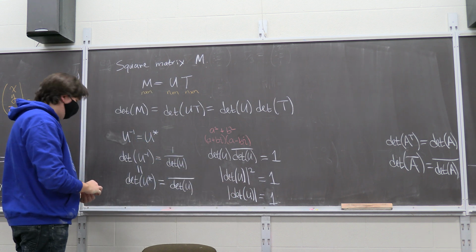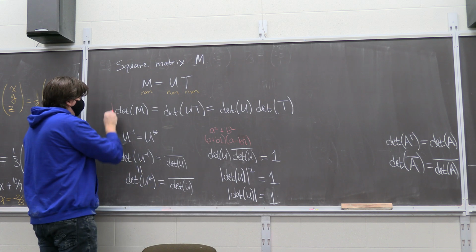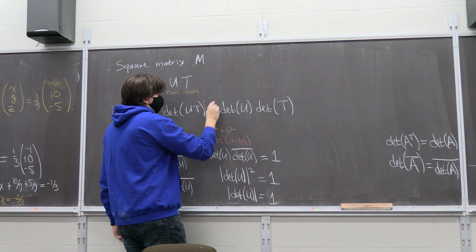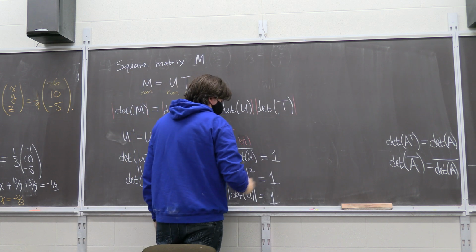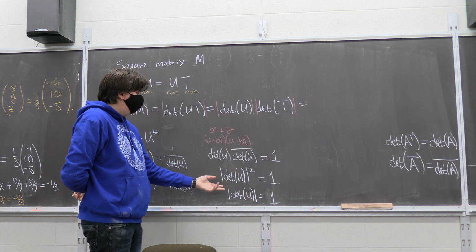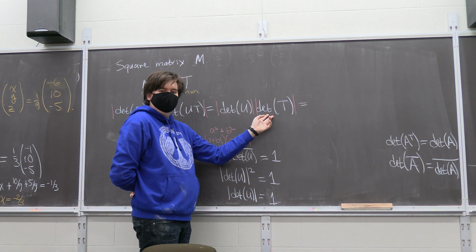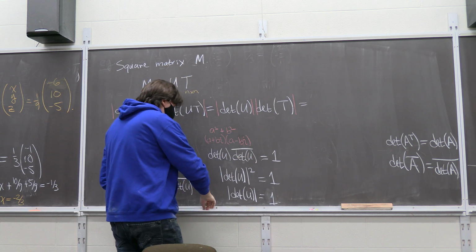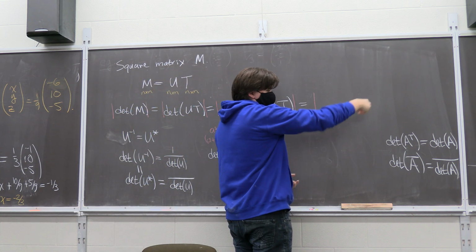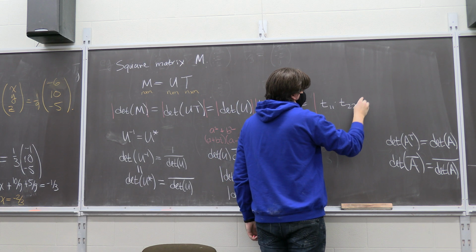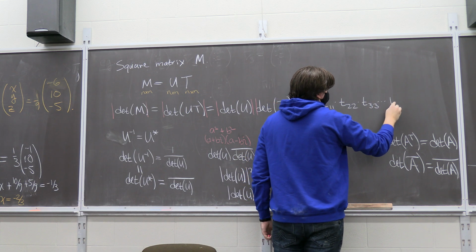So maybe what I should talk about then is the magnitude of this determinant is the magnitude of this determinant times the magnitude of this determinant. And the magnitude of u is 1. How do you find the determinant of t? You just multiply the diagonal entries. So this would be equal to the magnitude of the product of the diagonal entries. I'll call them t11 times t22 times t33 up through tnn.